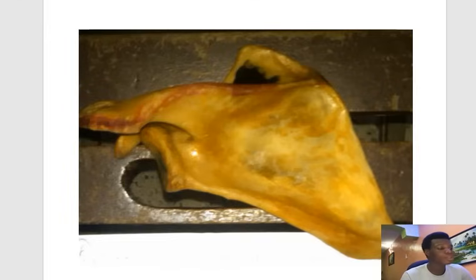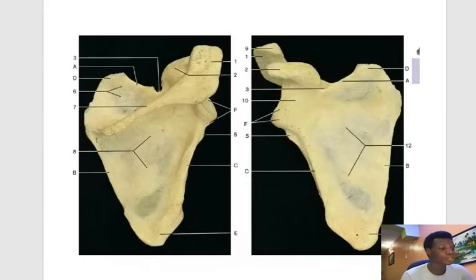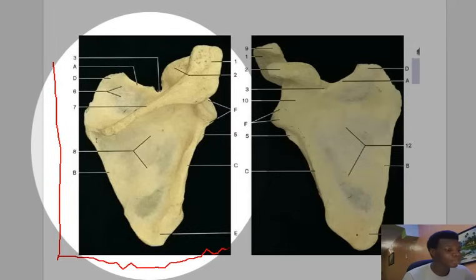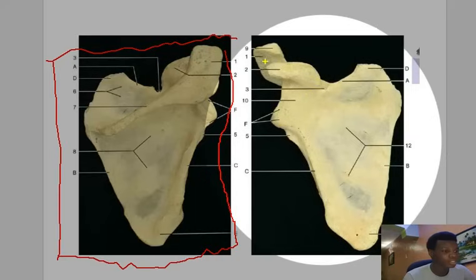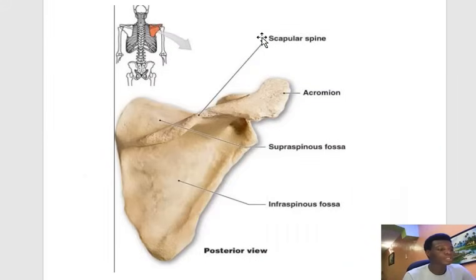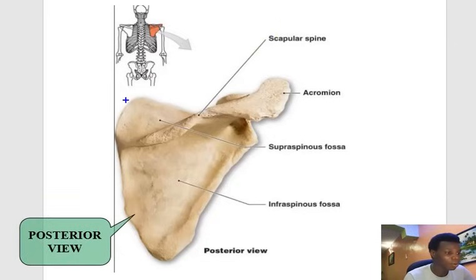Let me get you a nicer picture. This picture is showing the posterior part of the scapula. We're looking at the scapula from behind, while the picture right here is showing the anterior surface of the scapula, looking at it from in front. Let me take it to another picture. Now I would like to start with the borders of the scapula.